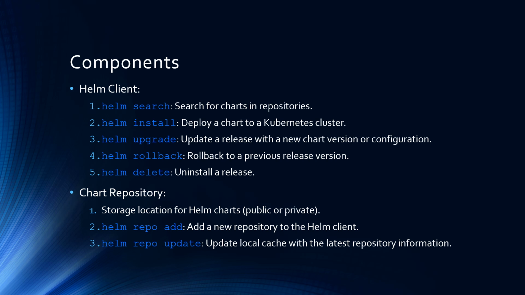The chart repository component is equally important. These repositories store packaged charts, making them available for distribution and reuse. You can add repositories using helm repo add and keep them updated with helm repo update. Many organizations maintain their own private repositories for internal charts alongside public ones. Understanding these components and their interactions is crucial for effectively managing applications with Helm in your Kubernetes environment.